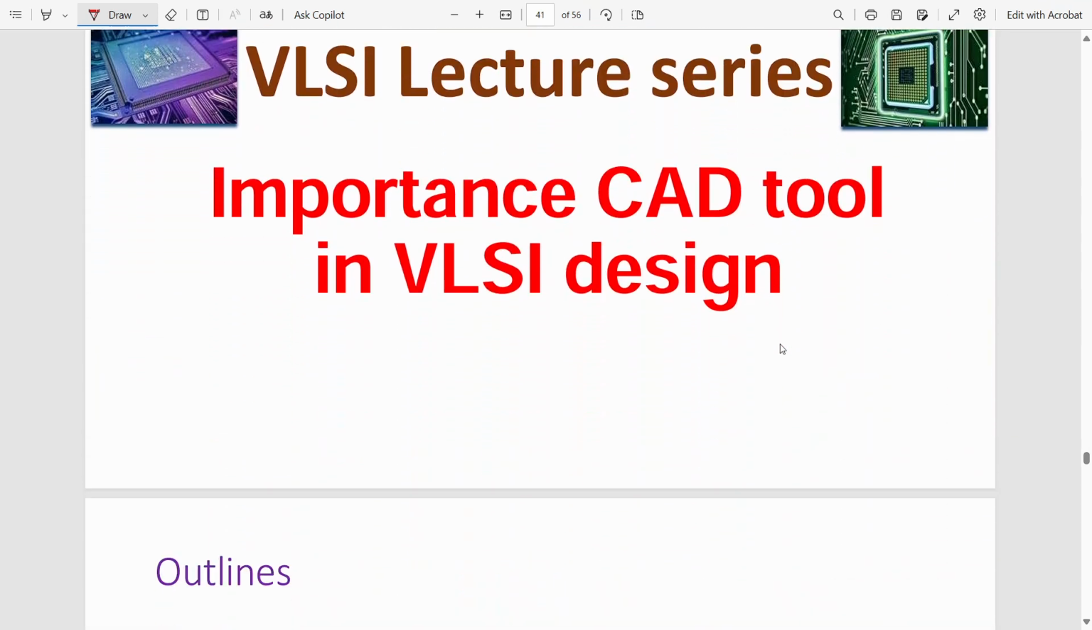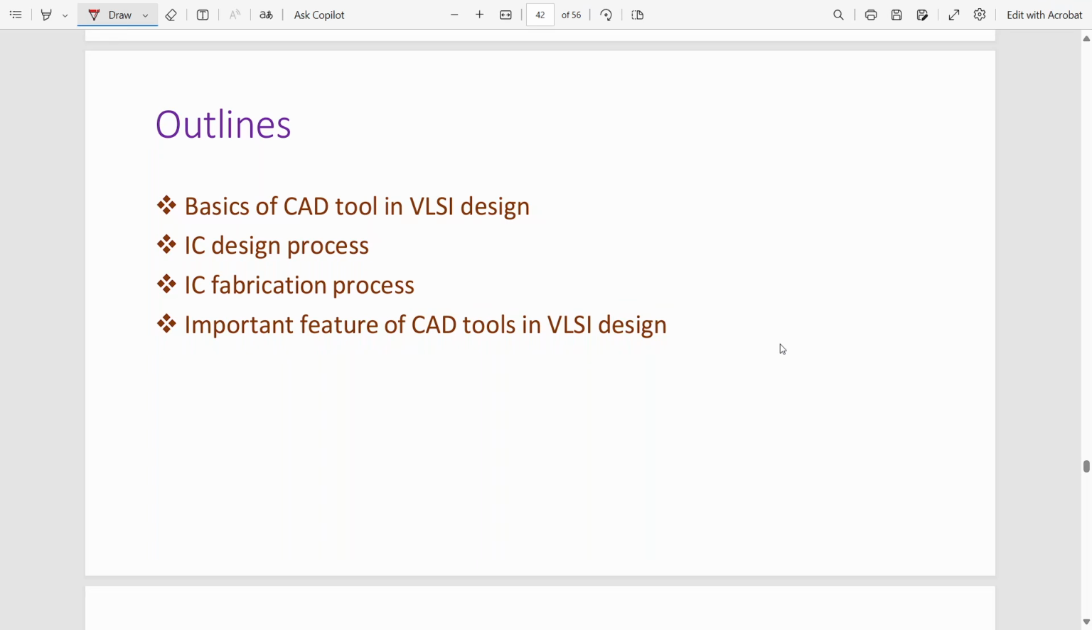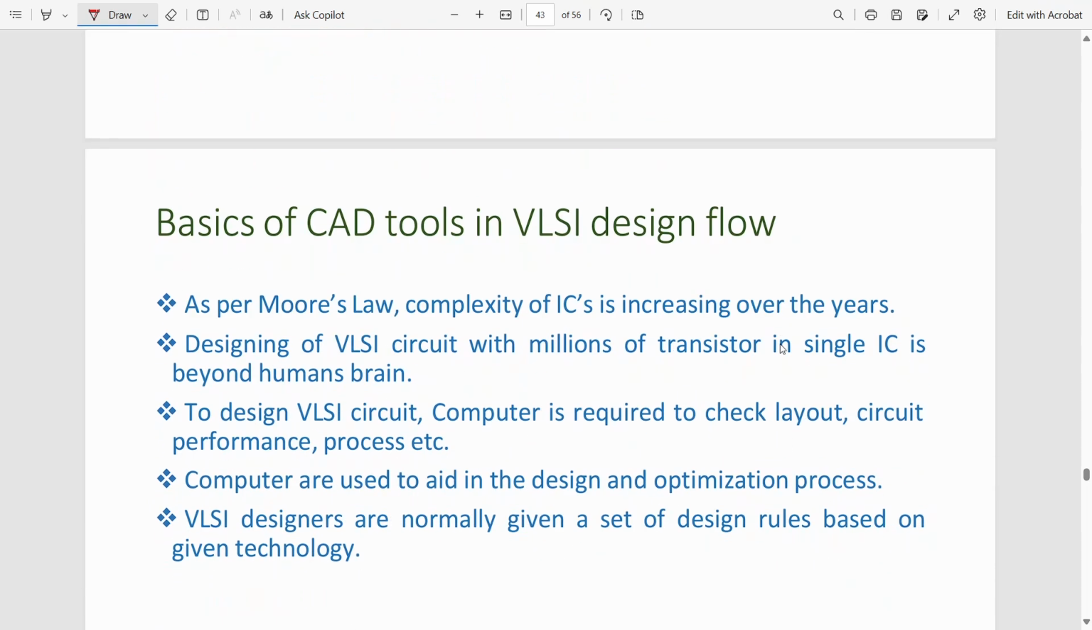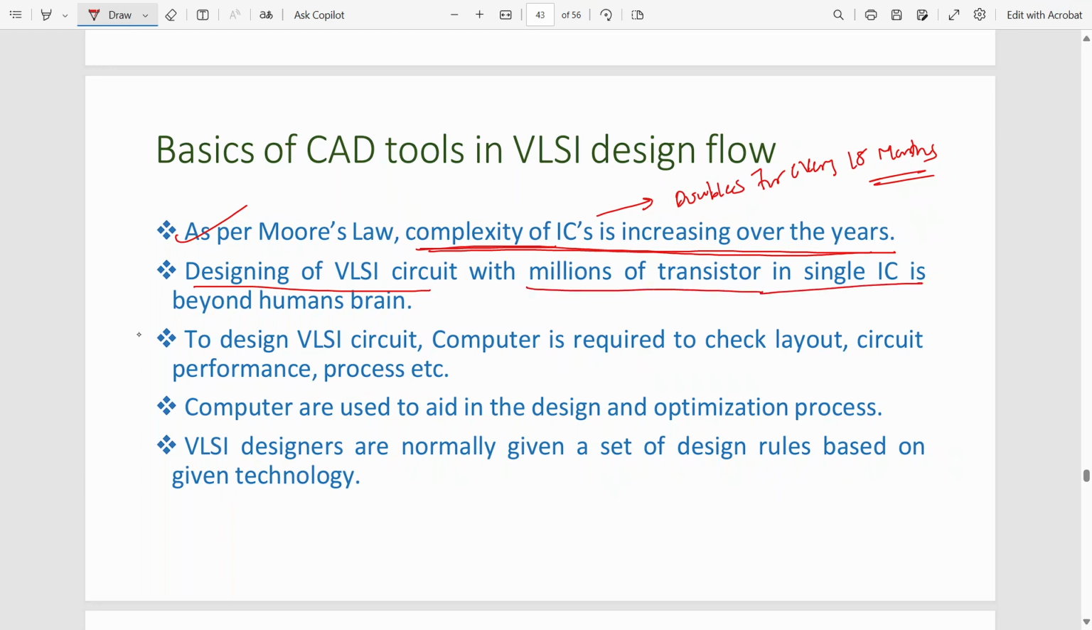Importance of CAD tools. Why we are using CAD tools: the outlines are basic CAD tools in VLSI, IC design process, IC fabrication process, and important features of CAD tools. As I told you, as per Moore's law, the complexity of ICs increases over the years, meaning the number of transistors in an IC doubles every 18 months. Till now Moore's law is satisfied. Designing a VLSI circuit with millions of transistors in a single IC is beyond the human brain.